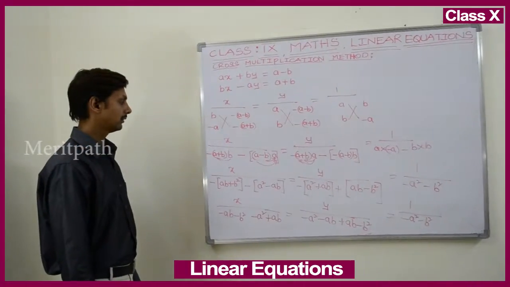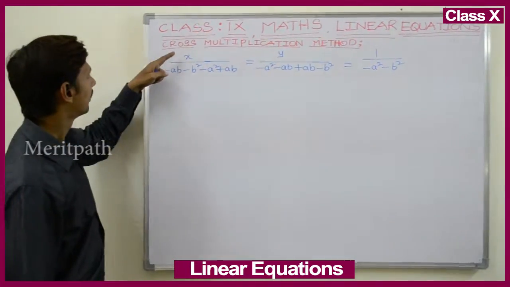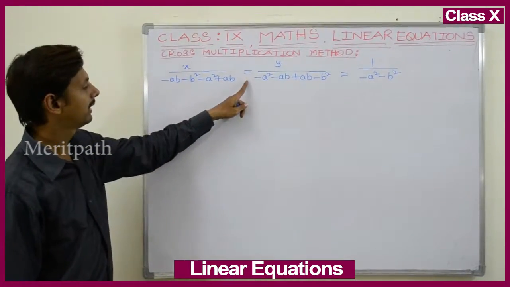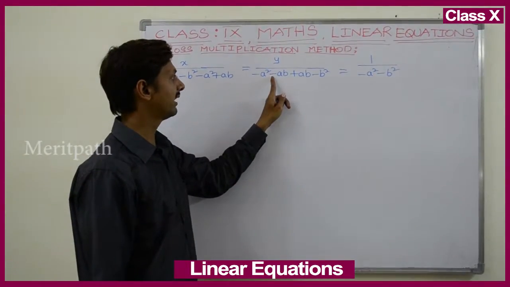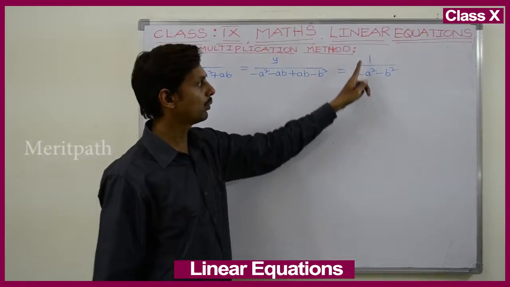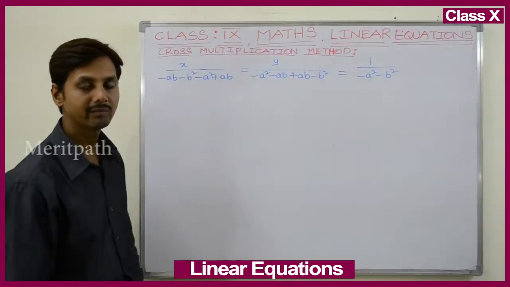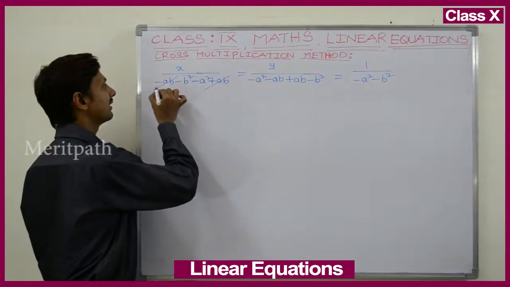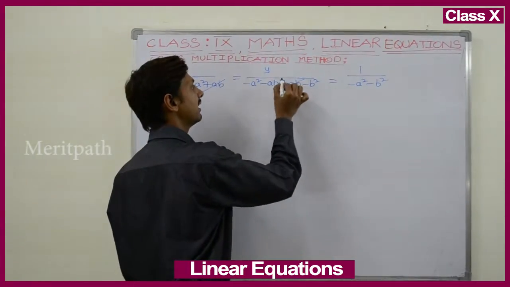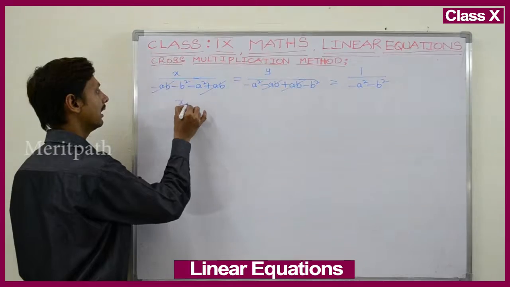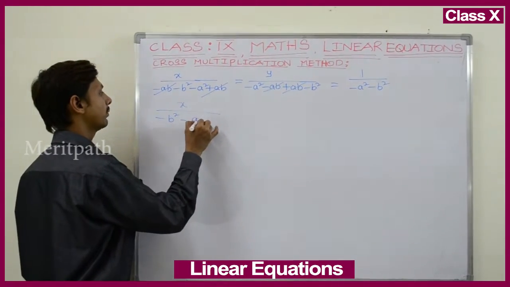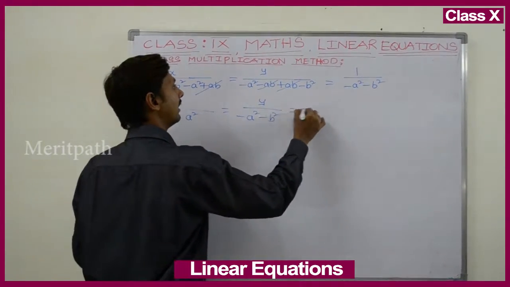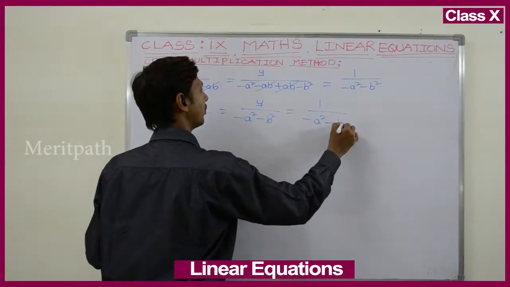So let us simplify this one. So the value of x by minus ab minus b square minus a square plus ab equals to y by minus a square minus ab plus ab minus b square equals to 1 by minus a square minus b square we got after simplification of this. Here there is plus ab minus ab get cancelled, plus ab minus ab get cancelled. Then after that x by minus b square minus a square equals to y by minus a square minus b square, that is equals to 1 by minus a square minus b square.